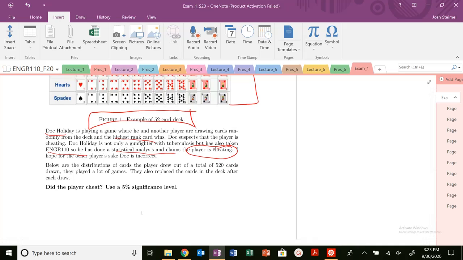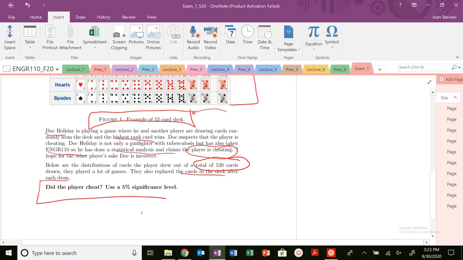Look at the distribution of cards the player drew. There's a total of 520 cards drawn. They played a lot of games. They also replace the cards in the deck after each draw. So they both draw a card, and they put it right back in the deck. So they drew 520 times from a single deck of 52 cards.